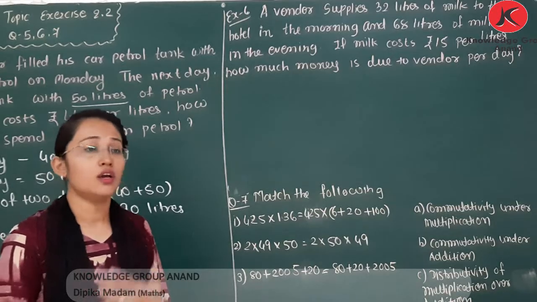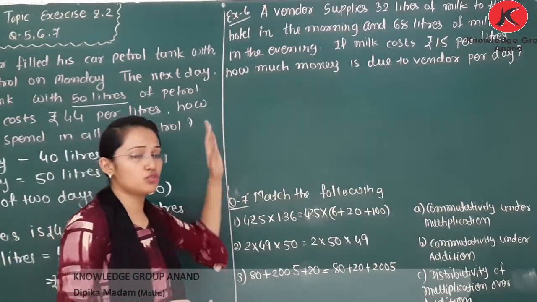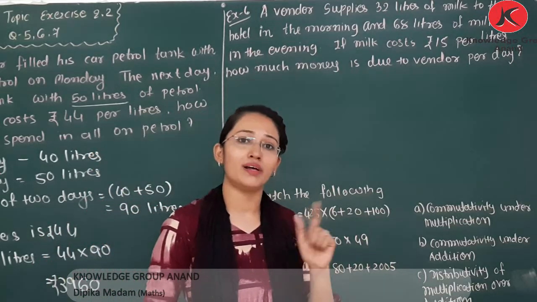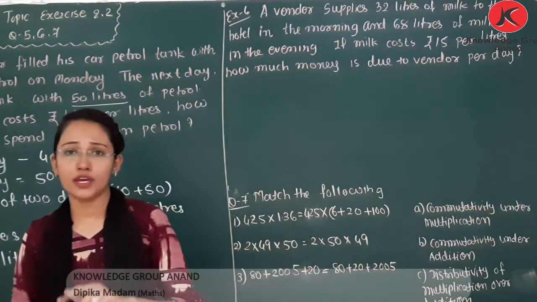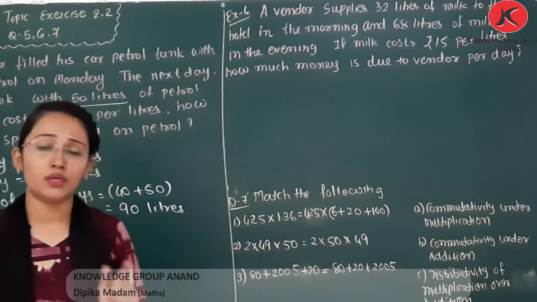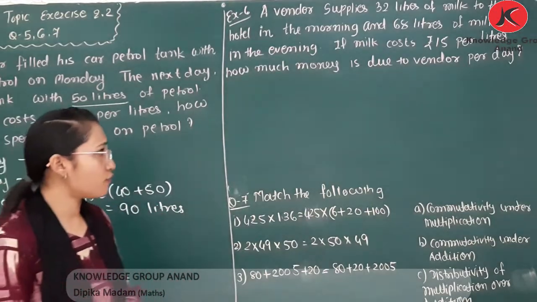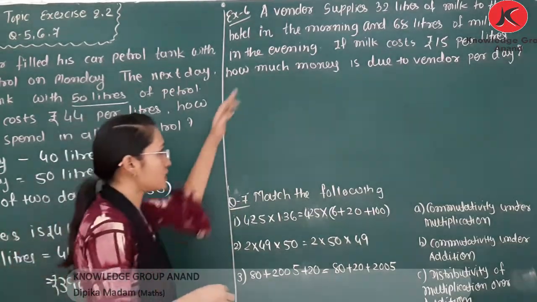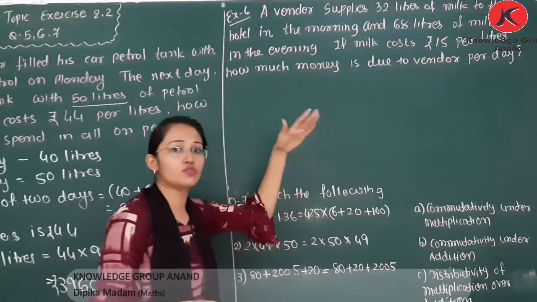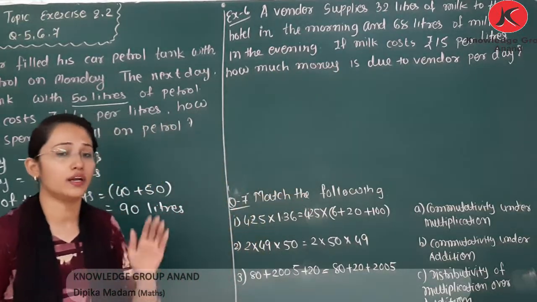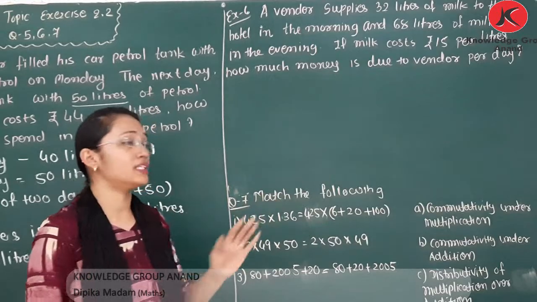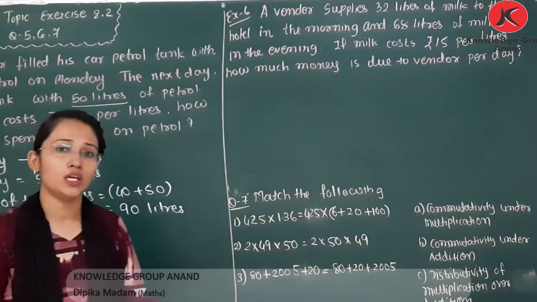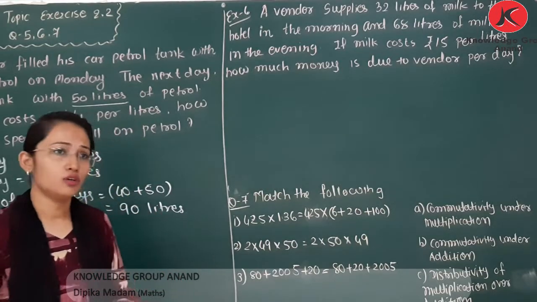First of all, we can find the solution using two methods. First, we will find the cost in the morning, so 15 multiplied by 32, and we find the cost in the evening, 15 multiplied by 68. Or we can find the total milk for the day, that is 32 plus 68, and whatever the quantity is, we multiply it with 15. So we will apply the second method because it will be easier. You can apply the first one also.